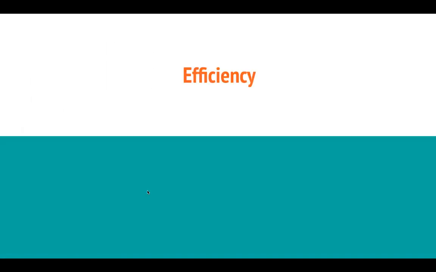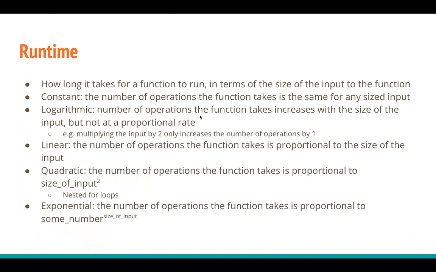All right. So next topic is efficiency. Efficiency, or runtime: the point of an efficiency problem is to measure how long it takes for a function to run in terms of the size of the input into the function. The way to measure it is to count how many operations occur during the running of the function. Okay, so these are the different levels of runtime.